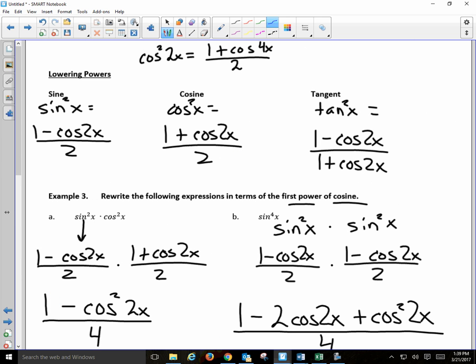So we go from cosine squared to this. The angle doubles. So here the angle is 2x, so I got to double the angle. Just double the angle. Okay.